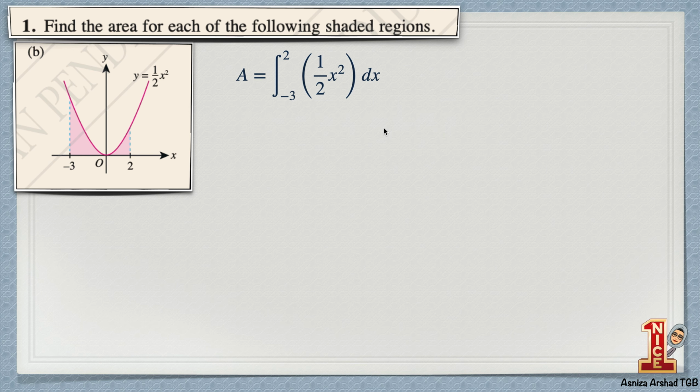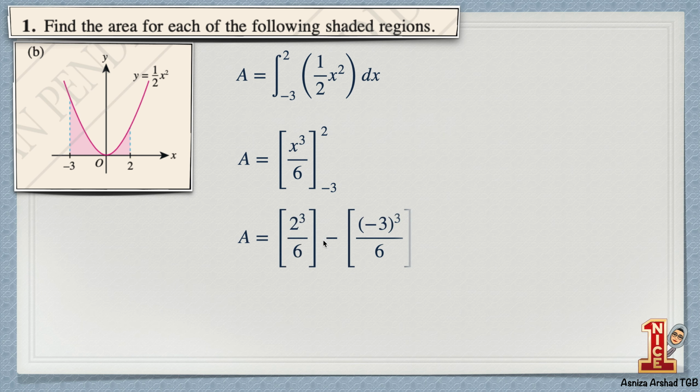So let's integrate. The integration will be x cubed over 6 with limits -3 to 2, and then substitute the upper limit minus substitution of the lower limit, and let's calculate the area. So the area is 5 over 6 units squared.